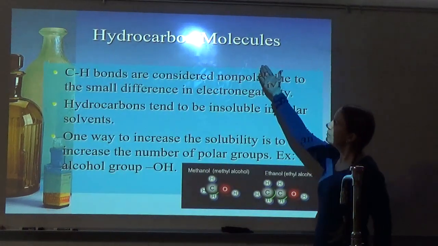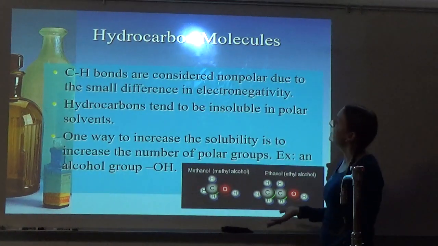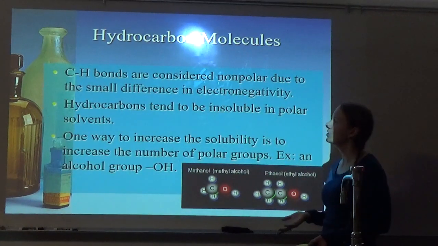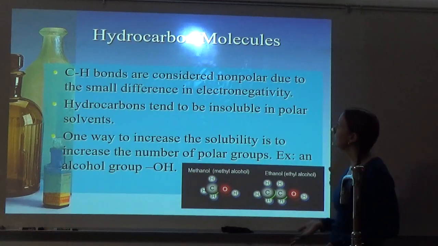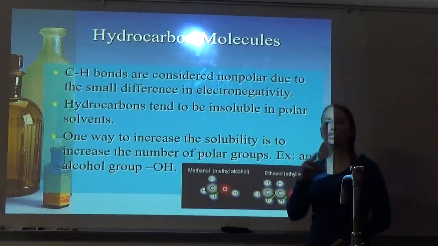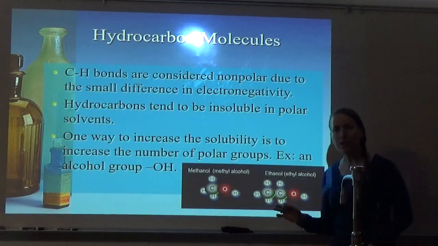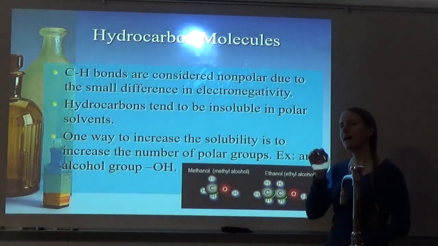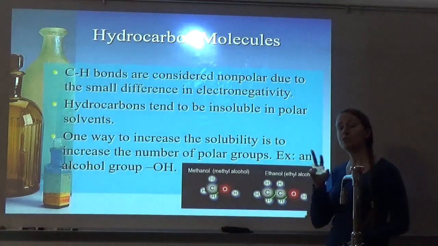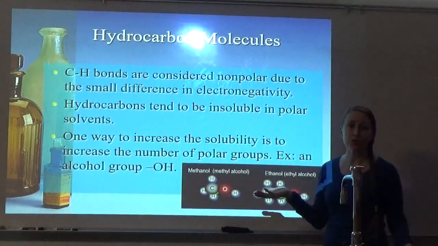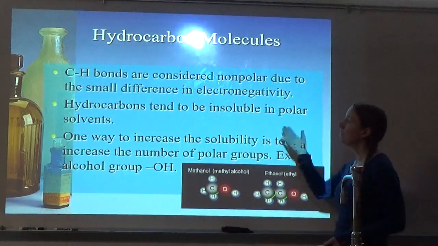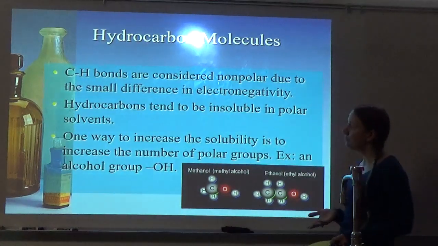All right, so hydrocarbon molecules. C-H bonds are considered nonpolar due to the small difference in electronegativity. Hydrocarbons tend to be insoluble in polar solvents. So if you see those long C-H chains, consider that nonpolar, because most of the time the tiny dipoles that are even possible between C and H cancel out due to the geometry of the molecule. So hydrocarbons tend to be insoluble in polar solvents.